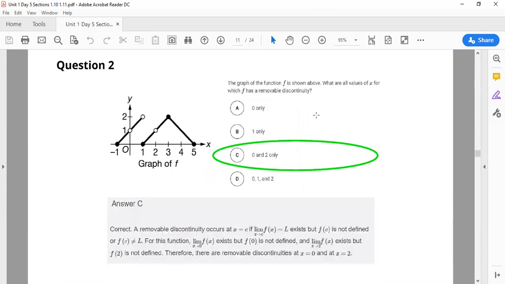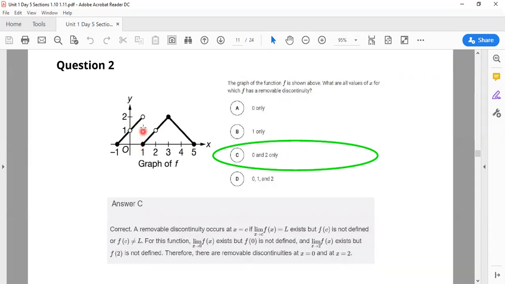Okay, so hopefully you have paused that and tried it. The answer is C, and this is because the question was: the graph of the function f is shown above. What are all the values of x where there's a removable discontinuity? Of course, you saw there's no point there, so this was removed. The limit still exists, but it doesn't equal the function value. But at 1, the limit doesn't exist. So this is a jump. The left-sided limit equals 2 and the right-sided limit equals 0 at 1.